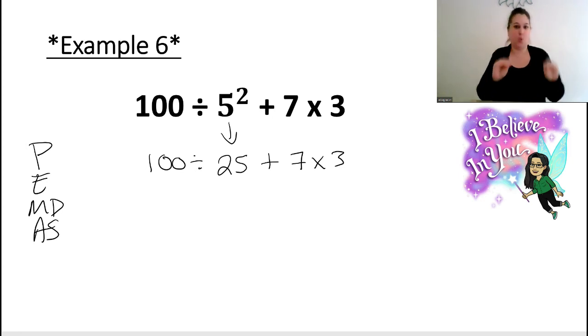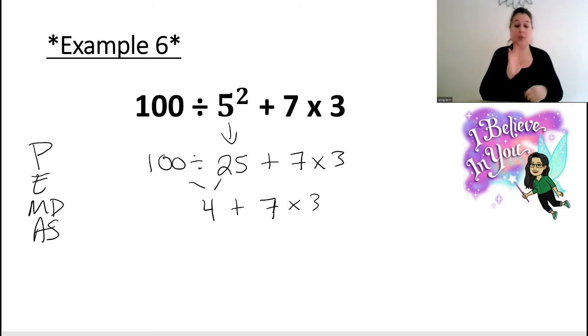Okay, do we see any parentheses? Nope. Any exponents? Nope. Any multiplication or division? Yes, but left to right. So you should do 100 divided by 25 first, and that makes 4. Then bring everything else down.